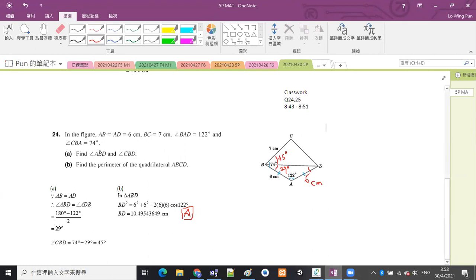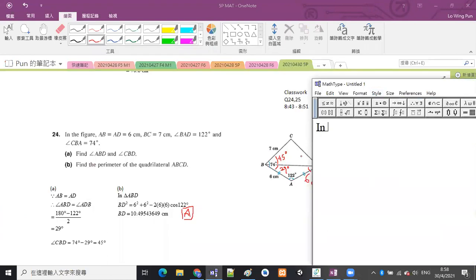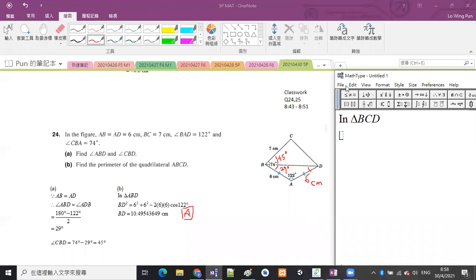And then I need to change the focus onto triangle BCD. In triangle BCD, I want to find the length of CD now. Okay, so I have 7 cm, 45 degrees, and the length of BD, and they cannot form one pair of corresponding length and angle. So we cannot use the sine formula. We need to use the cosine formula this time.